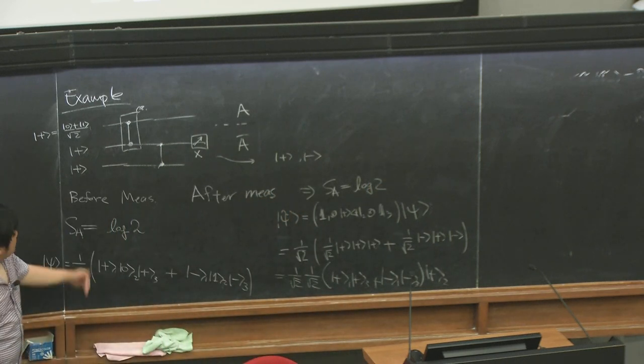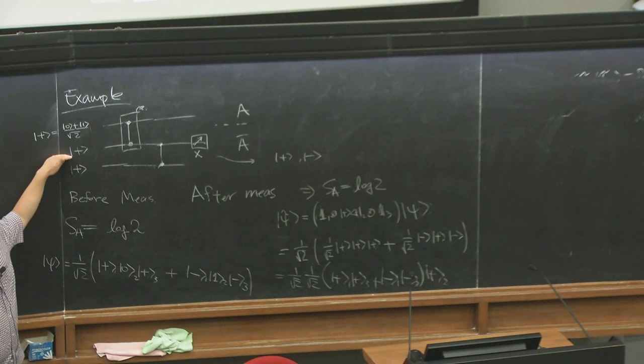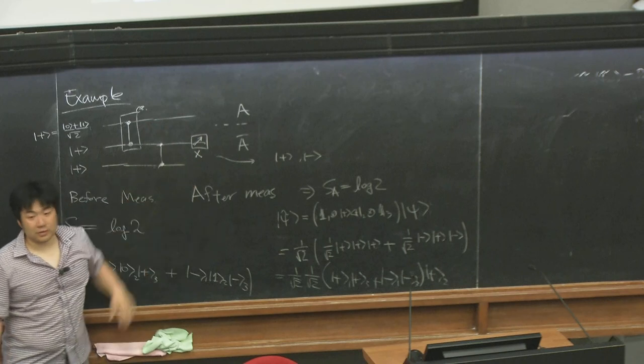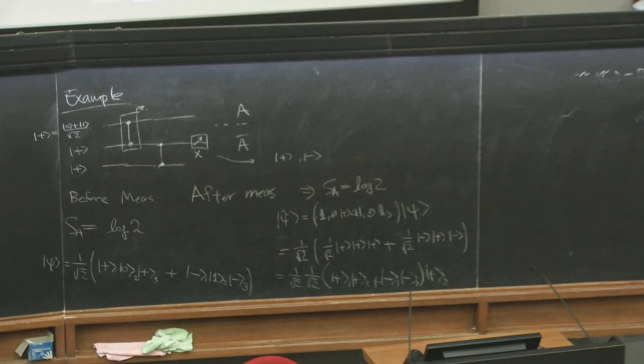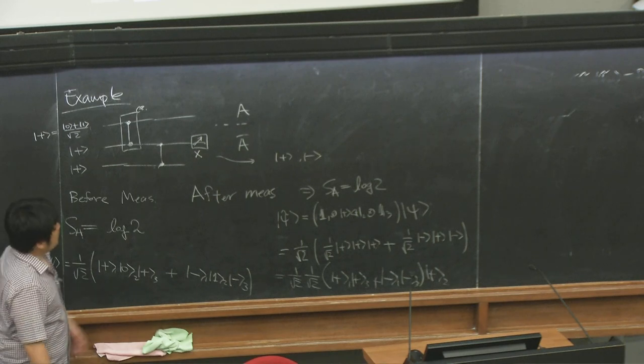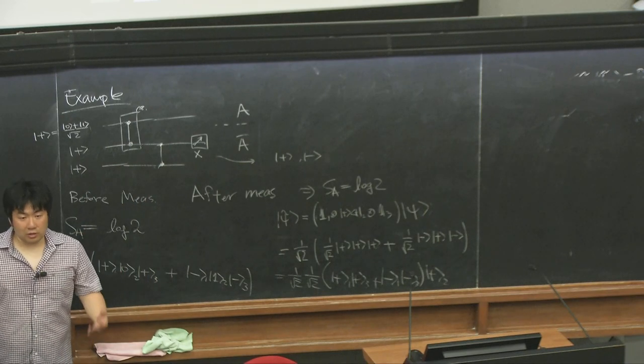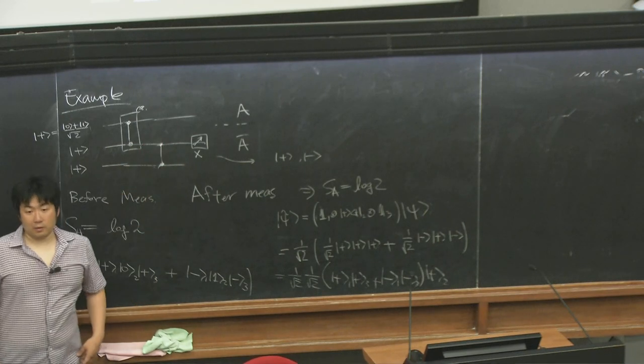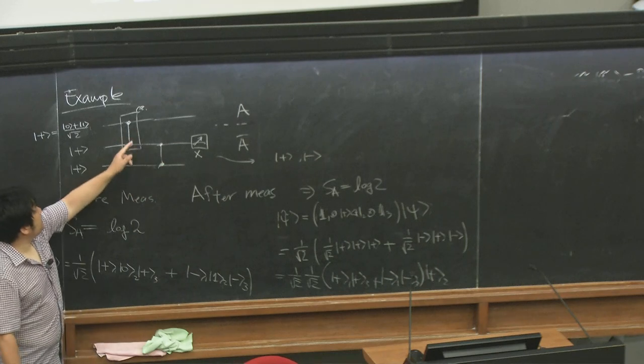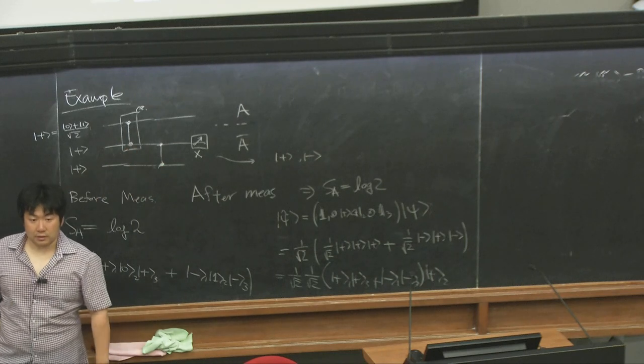So you perform measurement, you completely disentangle the middle one. However, you do not disentangle subsystem A from subsystem A bar. What's going on? So what's going on is the following. Entanglement is a concept of correlation. So we are talking about how A and A bar are correlated. Here, it's correlated through the middle qubit.